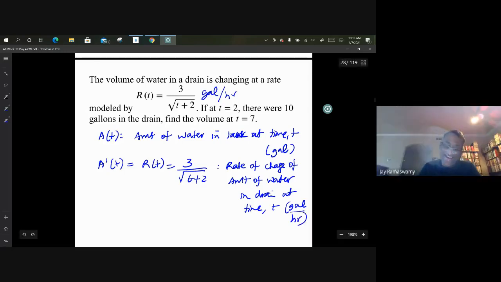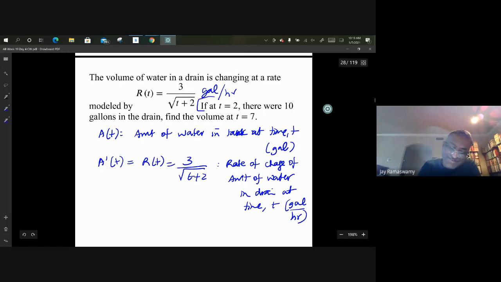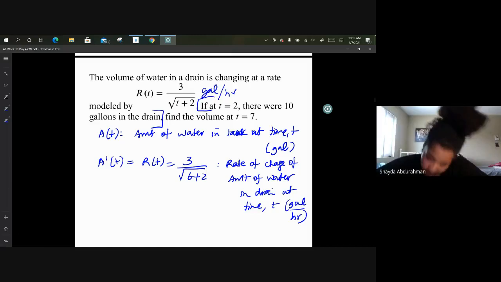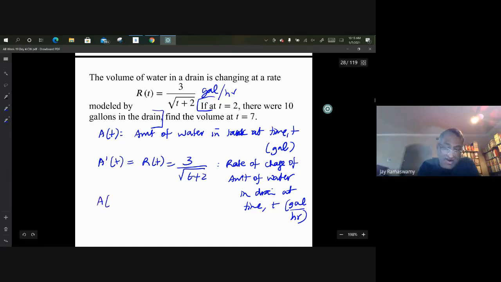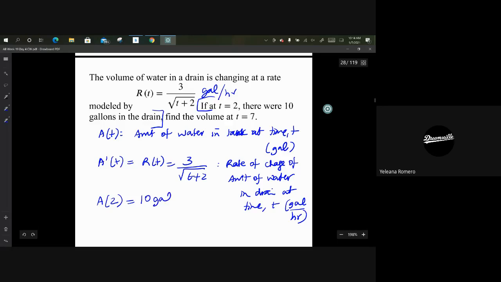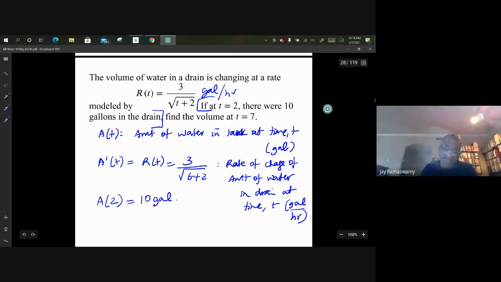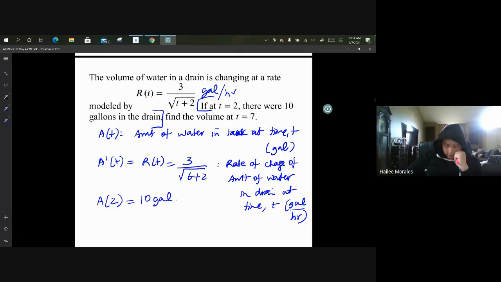Okay. Guys, interpret this using notation. In function notation: at T equal to 2, there were 10 gallons in the drain. A of 2, not R. A of 2 equals 10. Observe the units: 10 gallons. Find the volume at T equal to 7. A of 7. Very good.